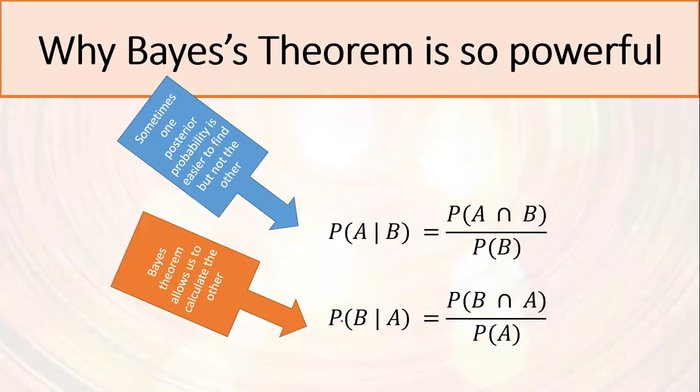So conditional probability, so, posterior probability. So one is posterior probability. Bayes theorem is going to allow you to calculate the other, which is, if you know A given B, then you can compute B given A.